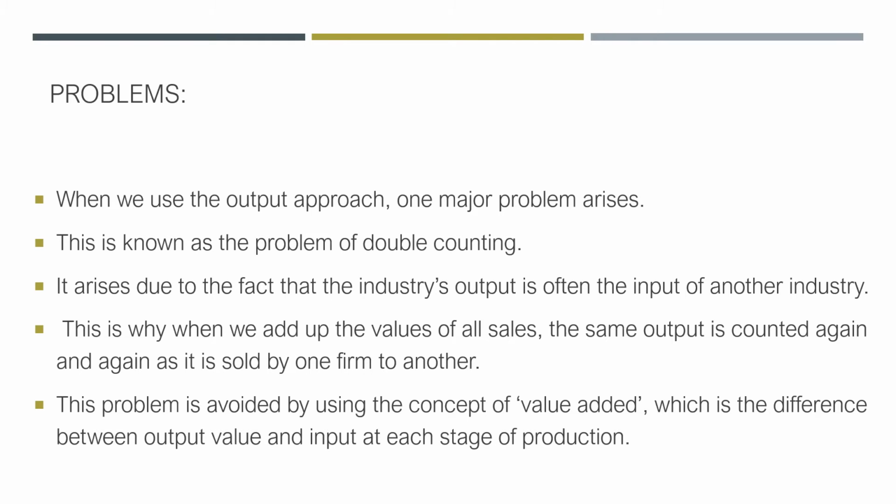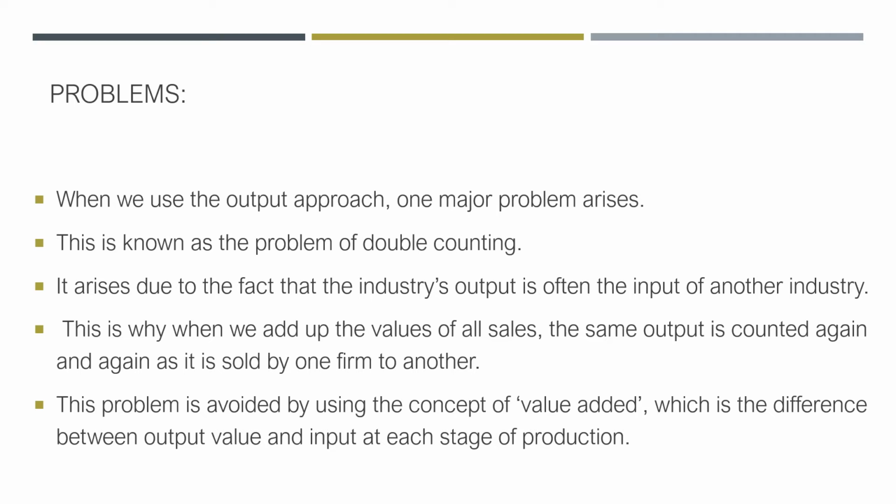When we use the output approach, there is a major problem which is known as the problem of double counting. It arises due to the fact that an industry's output is often used as an input of other industries. That means that if agriculture is producing some output, it is used as the input in the manufacturing industry for producing some other goods. This is not only with respect to the agriculture sector and the industrial sector, but is common to all the sectors.